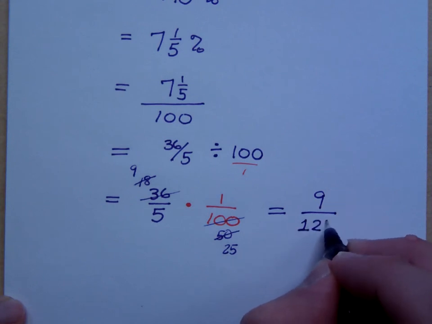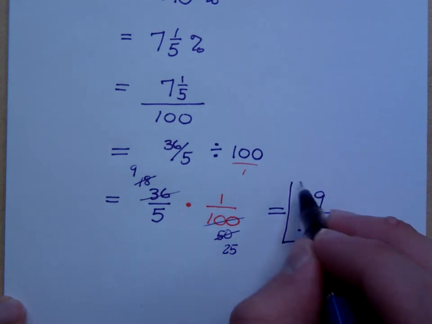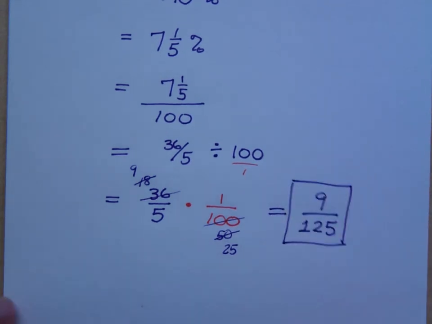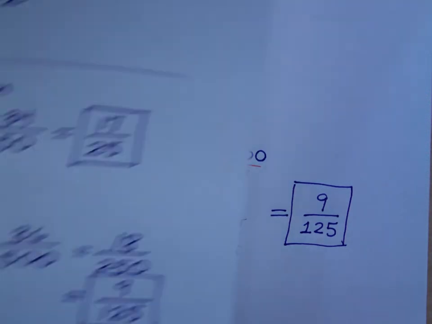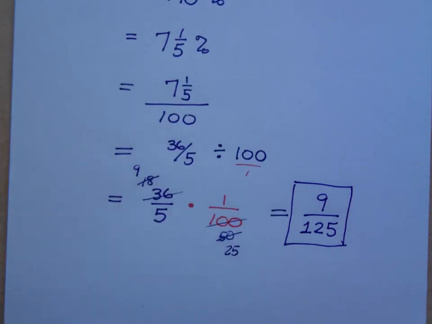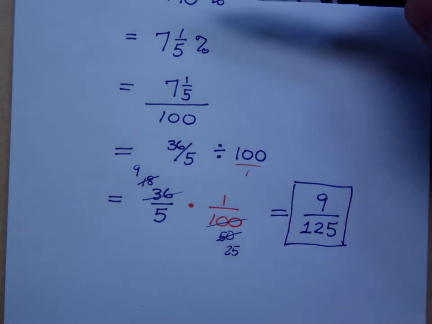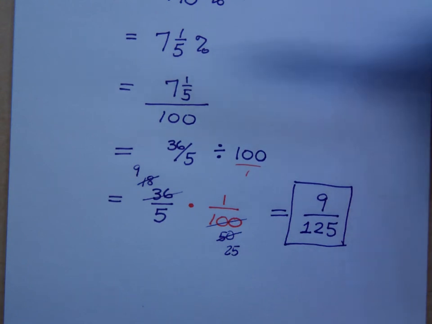And what did I get when I did it before? Did I get 9 over 125? Yeah. See? Just like I had it before. Like a boss. See, I might have preferred the first way better, but I'm glad we did it this way because sometimes you need to convert to an improper fraction and work it out that way.